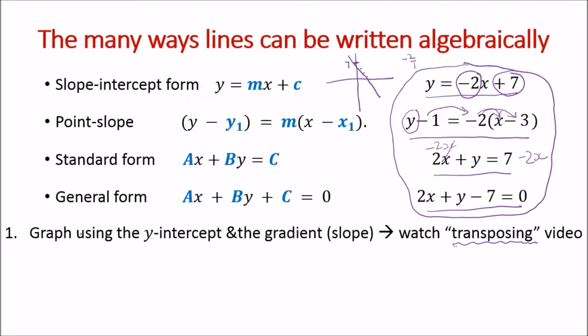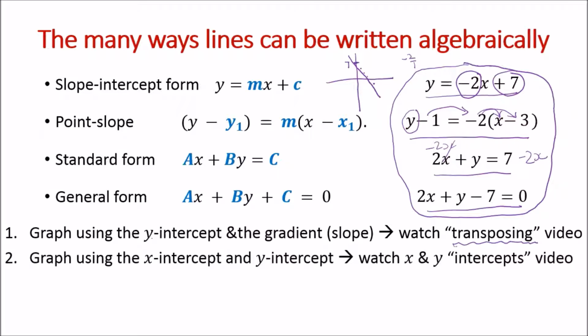But once you've got it in that form, you can graph using the y-intercept and the gradient, just as I've done here. I plotted the y-intercept, then I put in points that corresponded to that gradient. Another way that you could do it is you could work out the x-intercept and the y-intercept. Here we knew that the y-intercept was +7. We could have then worked out what the x-intercept was, plotted it, and drawn our straight line. And that is covered in a video looking at the x and y intercepts.